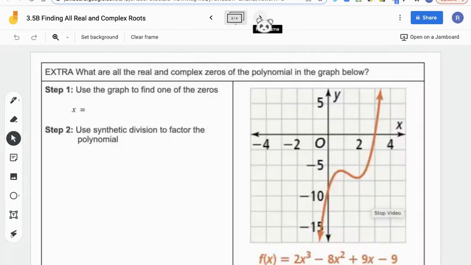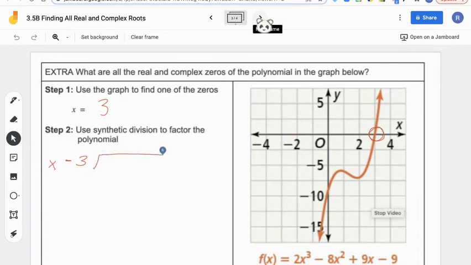Okay, let's look at one more example. Now again, remember we're going to start by looking at our graph and finding that real root. In this situation, we have a real root of 3. So I'm going to use division to divide that out. This time I'm going to use some long division. So we have x minus 3.